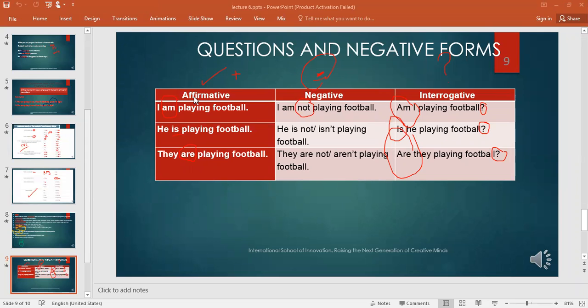He is playing football. He is not playing football. This is the opposite. And of course, you can write it as isn't, as a contraction. Is he playing football? This is the question form. They are playing football. They are not or aren't playing football. And of course, the question form is are they playing football? So as you can see, we started with the helping verbs, okay?